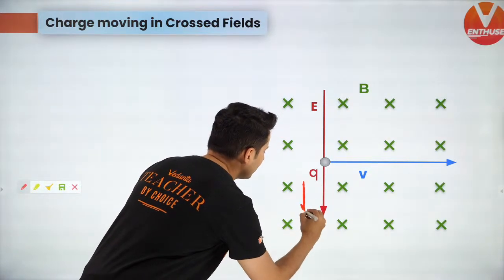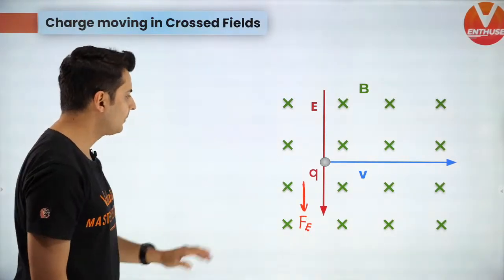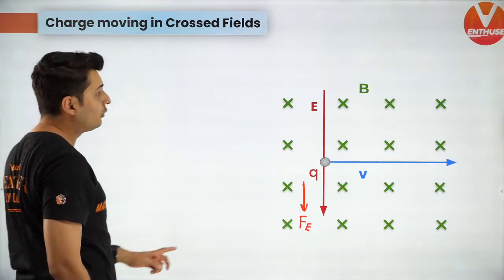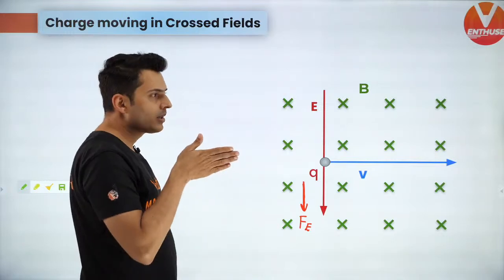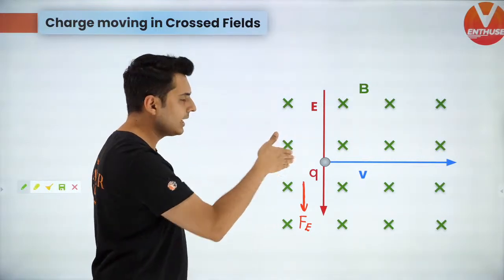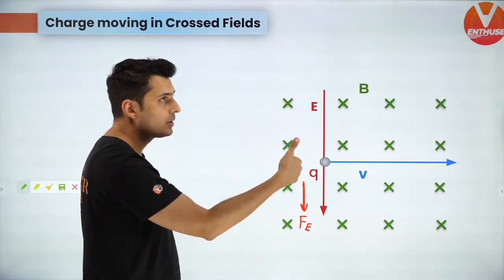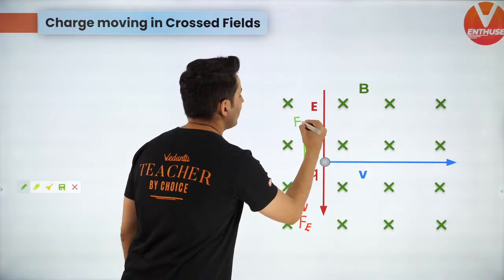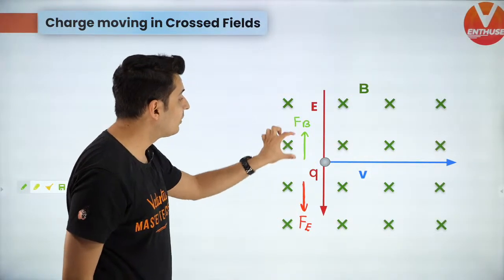So the force due to electric field will be downwards. Correct? Now think, what will be the direction of force due to magnetic field? Use cross product rule. V is there, B is inside, V cross B. Where does your right hand thumb go? It goes up. Wow, that's interesting.